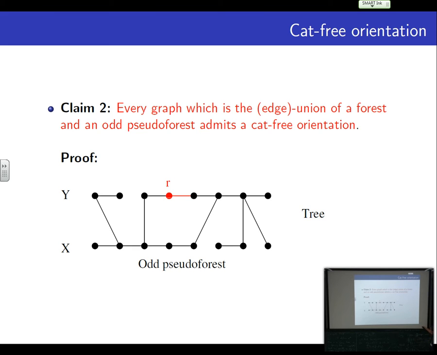So I'm looking now at something which is a union of a tree, which I'm not showing, and then this odd pseudo-forest. Why is it an odd pseudo-forest? Well, you can even call it an odd pseudo-tree, because it's spanning, it's connected, and there's exactly one cycle, and it's an odd cycle.